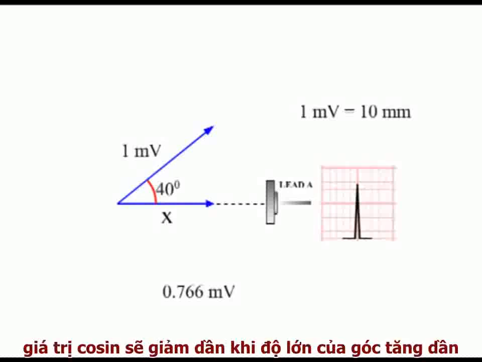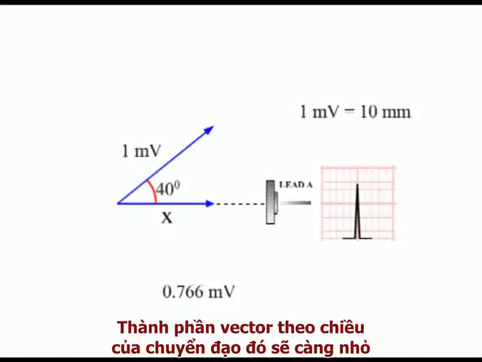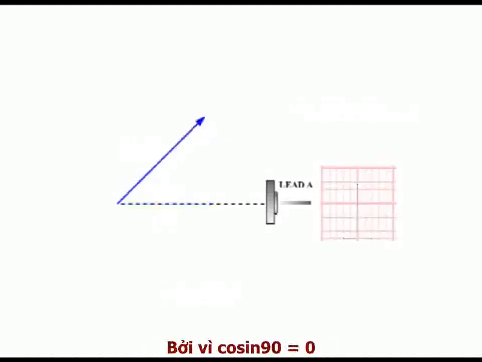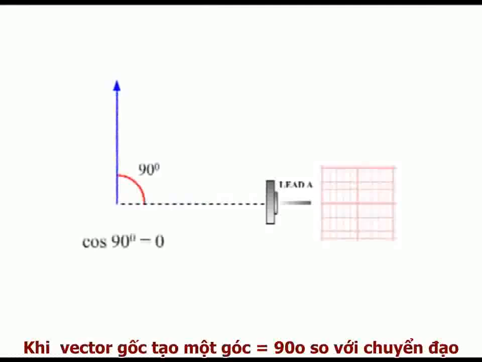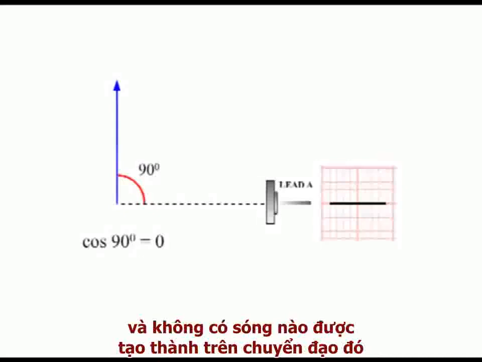Remember also that cosine declines as the angle increases. Therefore, the larger the angle the parent vector makes with the direct line to the lead, the smaller the component in its direction. Importantly, as the cosine of 90 degrees is 0, when the parent vector reaches 90 degrees relative to the lead, the component on the x-axis will also be 0, and no deflection is produced in the readout.